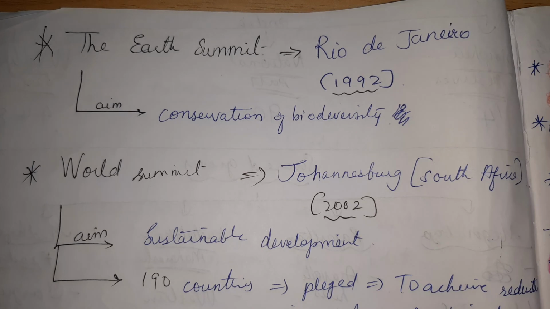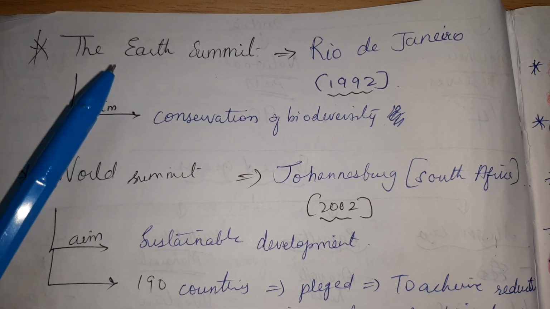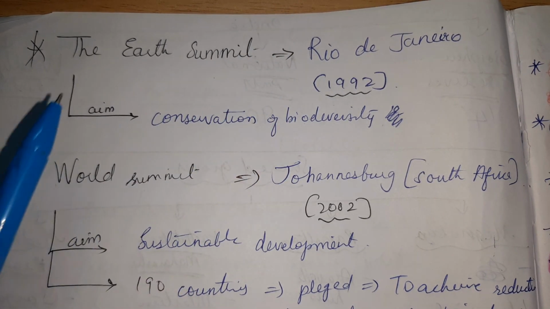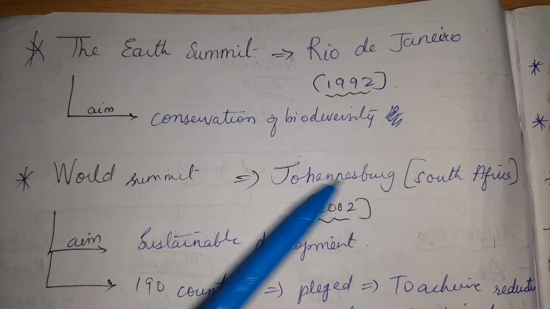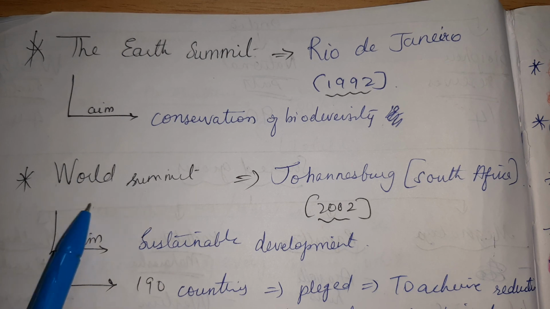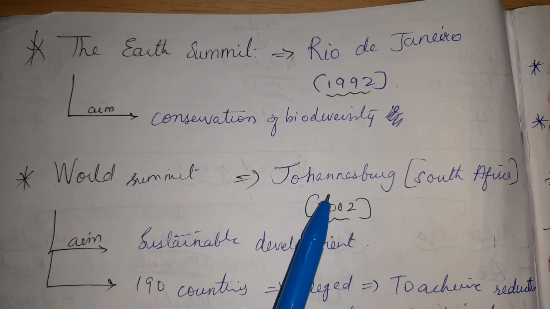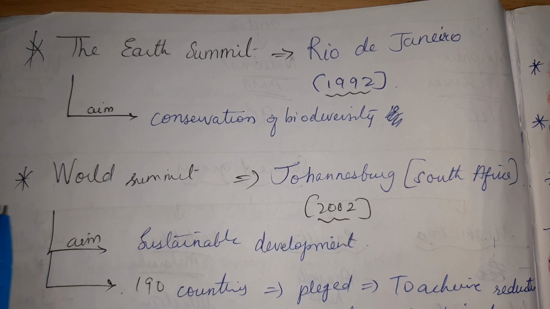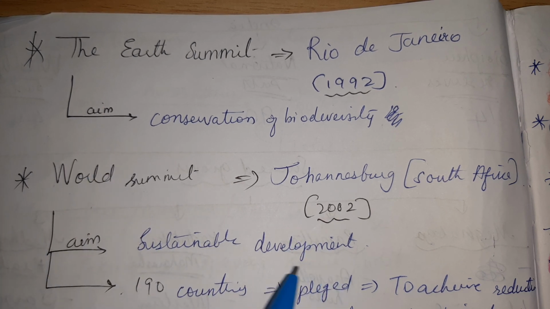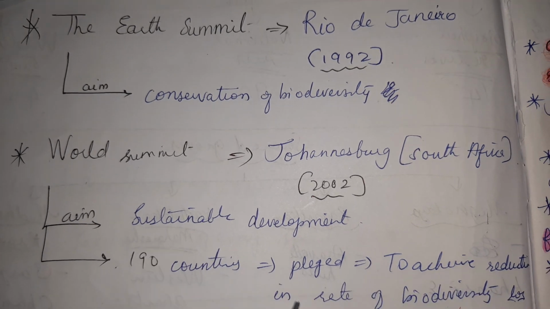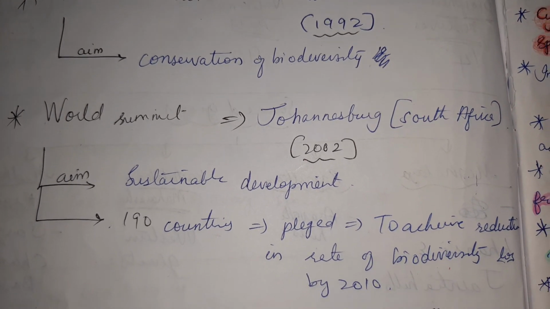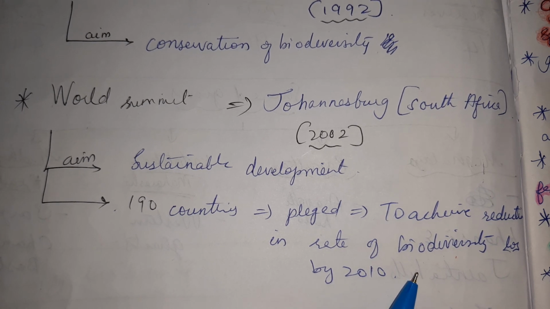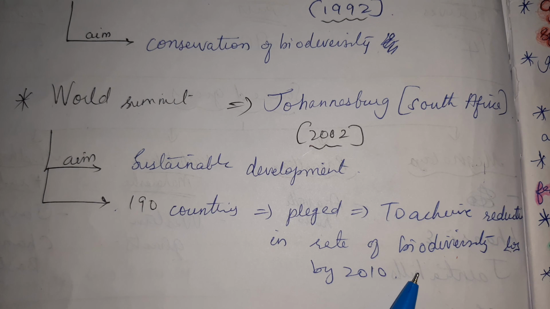These are the last points mentioned in our textbook. There is the Earth Summit, which happened in 1992 in Rio de Janeiro. The aim of this Earth Summit was conservation of biodiversity. Then next it talks about the World Summit, which happened in Johannesburg, South Africa, in 2002, and the aim of this World Summit was sustainable development, and 190 countries pledged to achieve a reduction in the rate of biodiversity loss by 2010. This was a brief summary from my own handwritten notes.